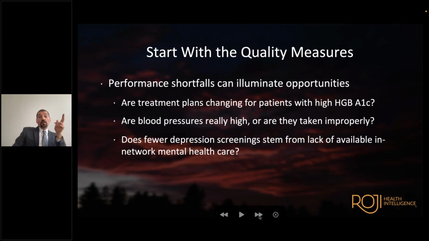So the quality measures are the place to start. Performance shortfalls in those quality measures can illuminate opportunities for you. So if you did not score as well on the A1C measure for patients with diabetes as you would have liked to, look at the reasons why. Are treatment plans changing for patients with high hemoglobin A1C? Or is the patient coming in just as they do, on the same drugs, and there hasn't really been any change? Are blood pressures really high, or are they being taken improperly?